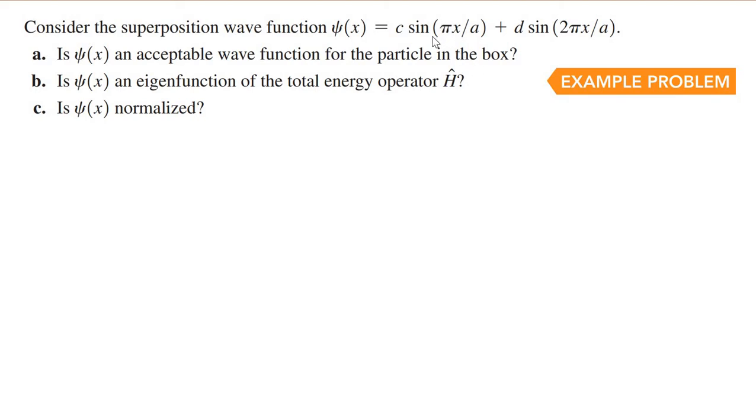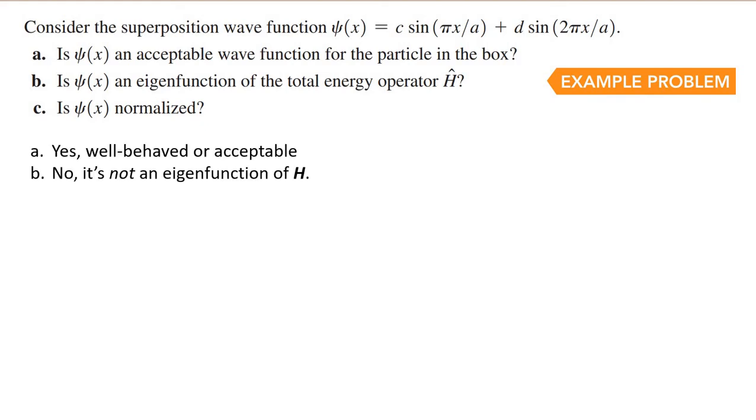You know that individually sin pi x by a and sin 2 pi x by a are acceptable because they are already the eigenstates of the particle in a box problem. But the question is whether the combination is also acceptable or not. And the next question is whether psi x is an eigenfunction of the total energy operator H. So these individual functions are of course eigenfunctions of the H operator. But again the same question, whether the combination is also an eigenfunction of the same operator. And the last question, whether it is normalized or not. If not, then you can normalize, of course, anytime you can normalize any function.